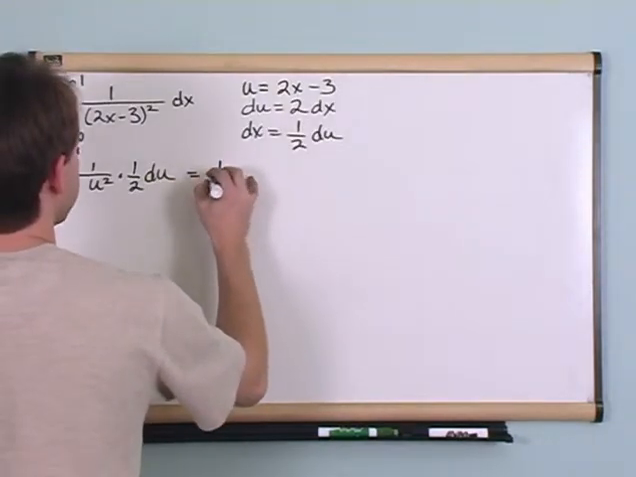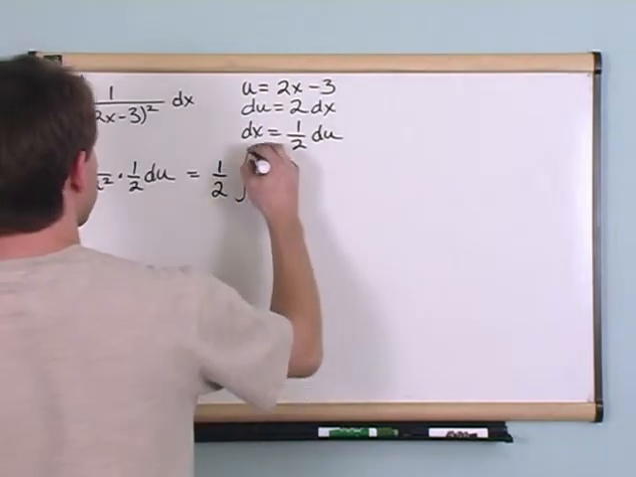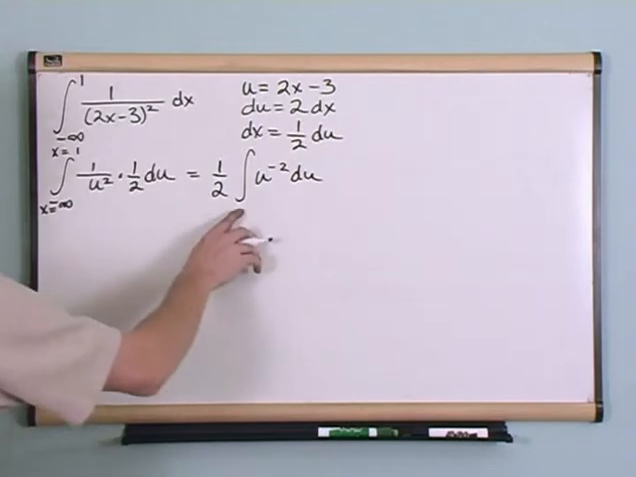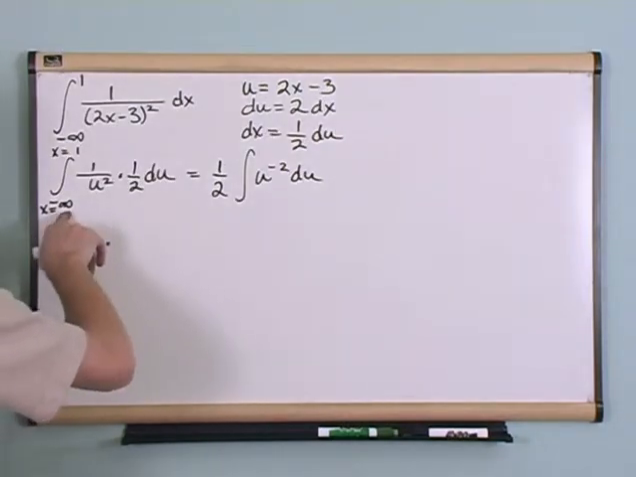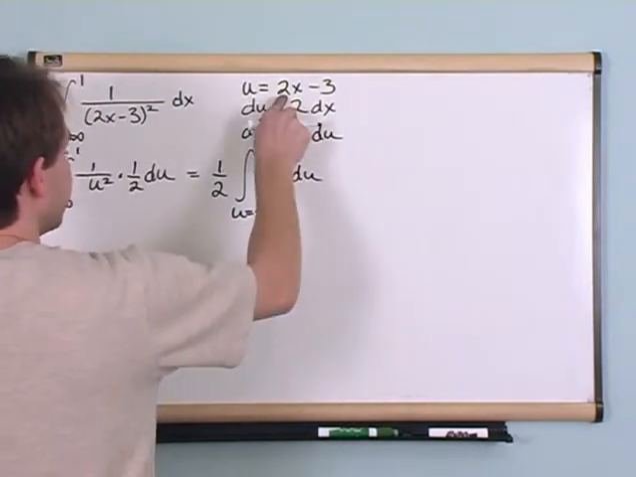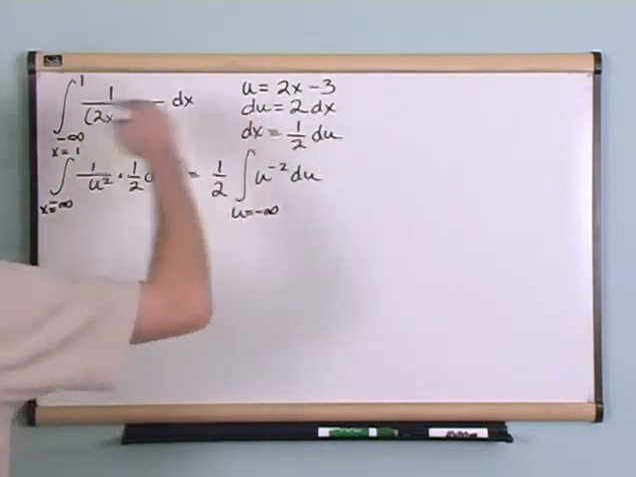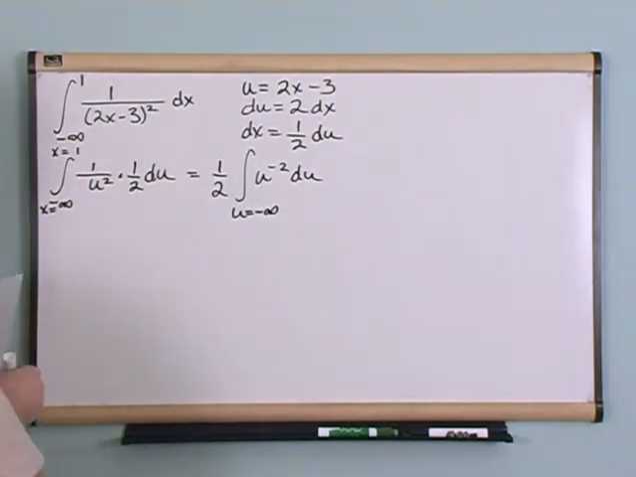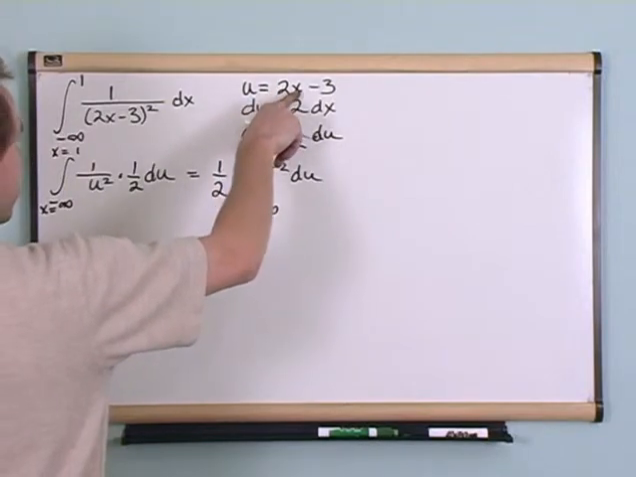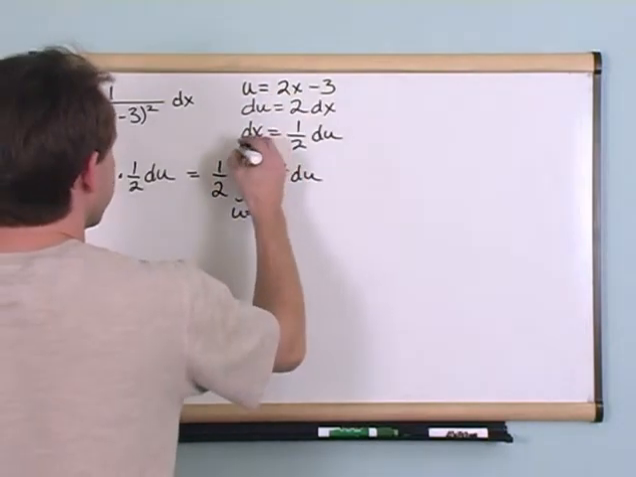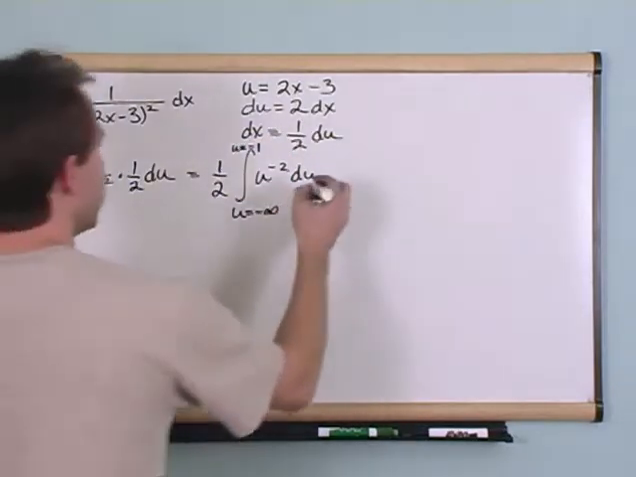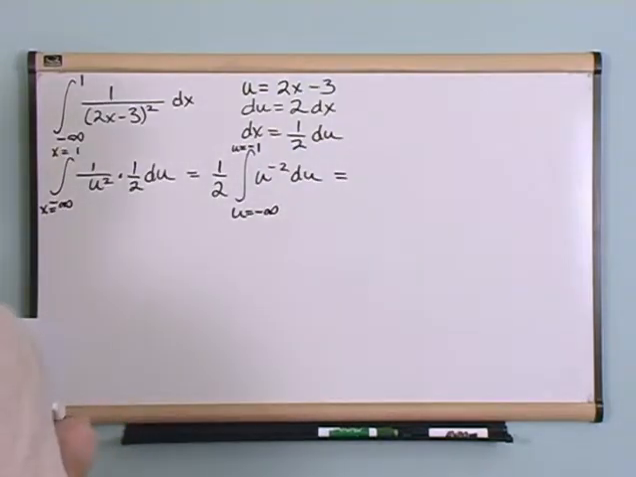So, in the end, you'll have 1/2 integral of u to the minus 2 du, but in order to do this, we have to change our limits of integration. If you plug in negative infinity into here, you'll get u is equal to, again, negative infinity. 2 times negative infinity minus 3 is just going to give you, again, negative infinity. And if you plug in a positive 1 in here, 2 times 1 is 2 minus 3, u is equal to negative 1. So that's the upper limit. This should all be familiar from our other section on definite integrals.